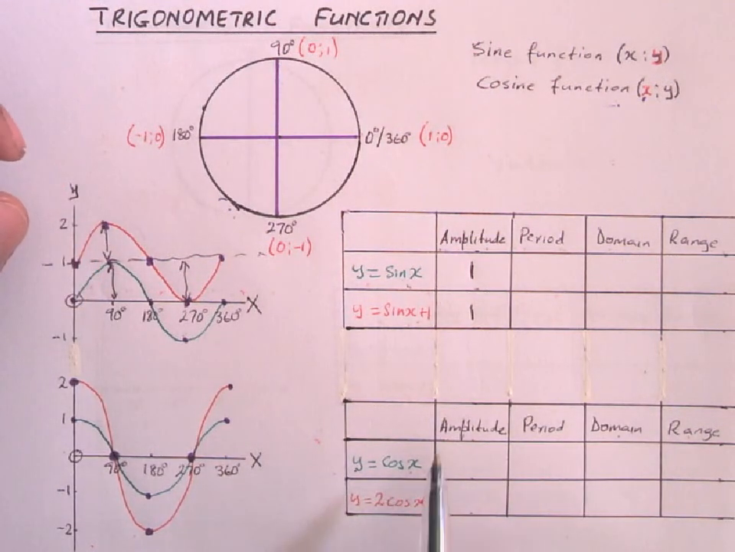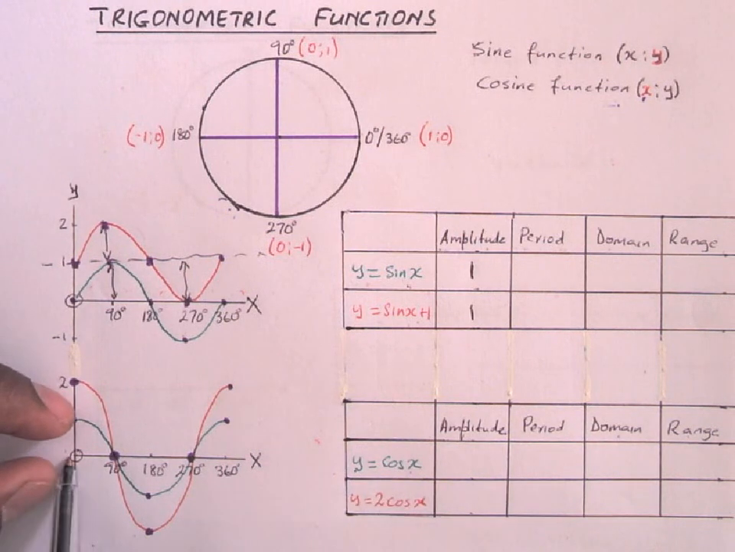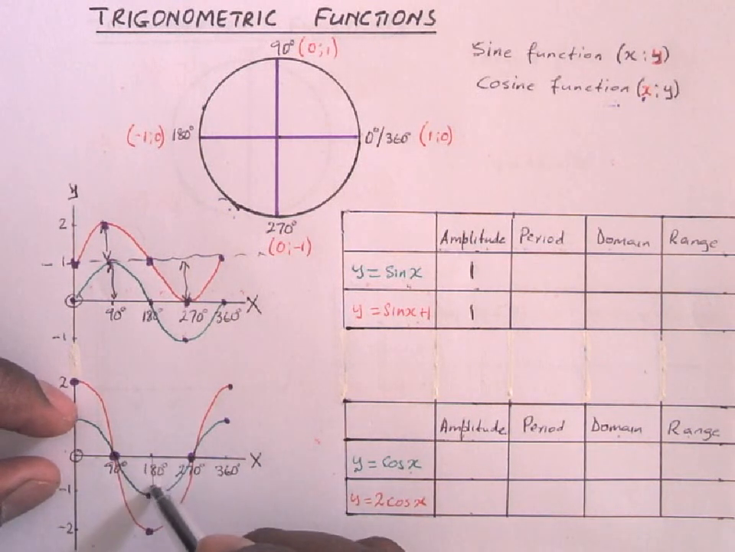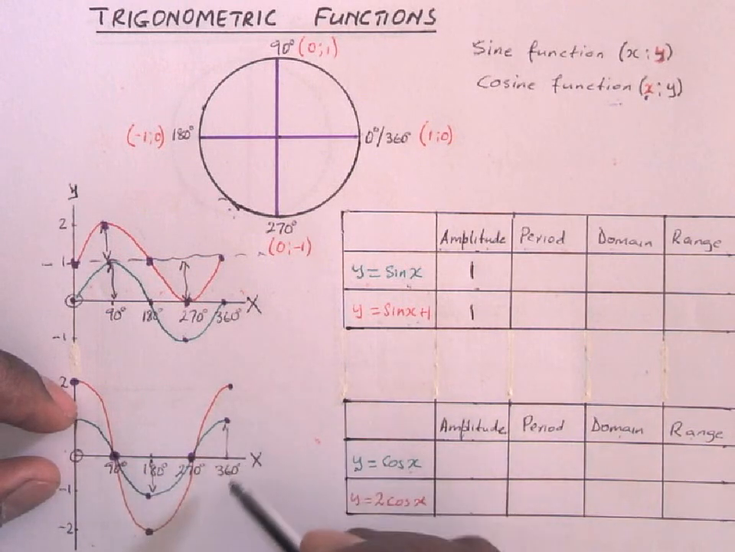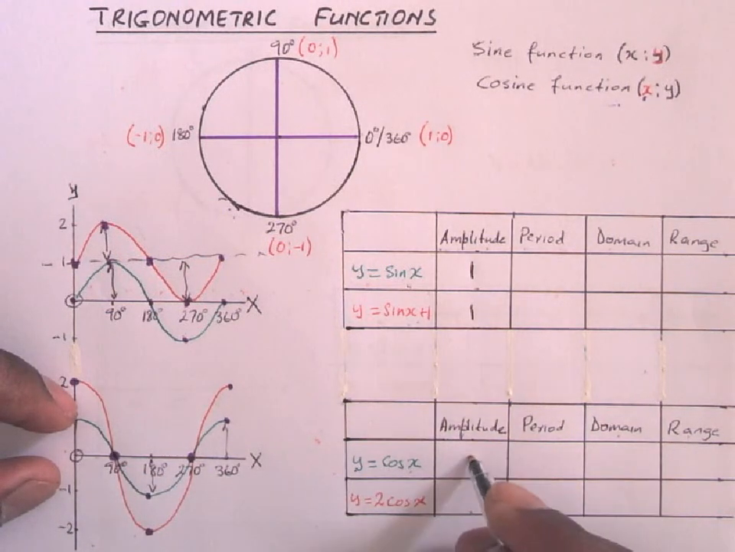Let's come to this one. What is the amplitude of the cos graph? The distance there is the rest position there. So that distance over there is the same as that distance over there, the same as that distance over there. That's 1 unit. So the amplitude is 1.